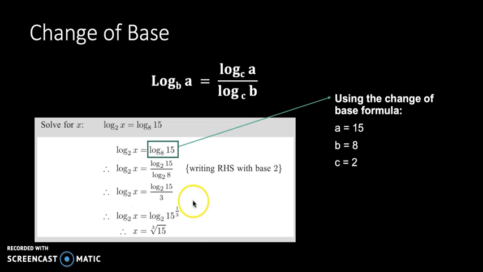And using our laws of indices, we can see that the log of base 2 of 15 divided by 3 is the same as log of base 2 of 15 to the power of 1/3. And then we can take out the log of base 2's to get x is equal to the cube root of 15.